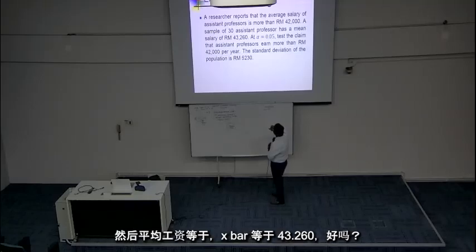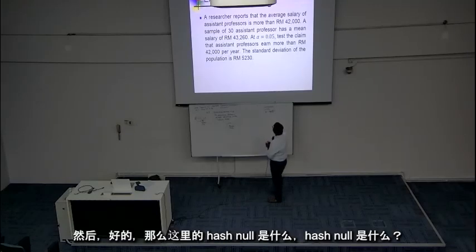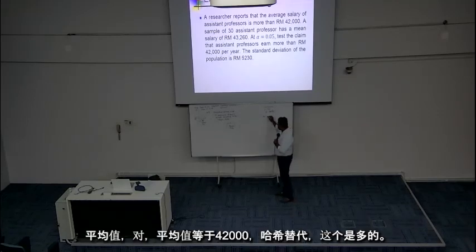and then the mean salary, x bar, is equal to 43,260. Okay, so what is H null here? The average, right? The average is equal to 42,000.